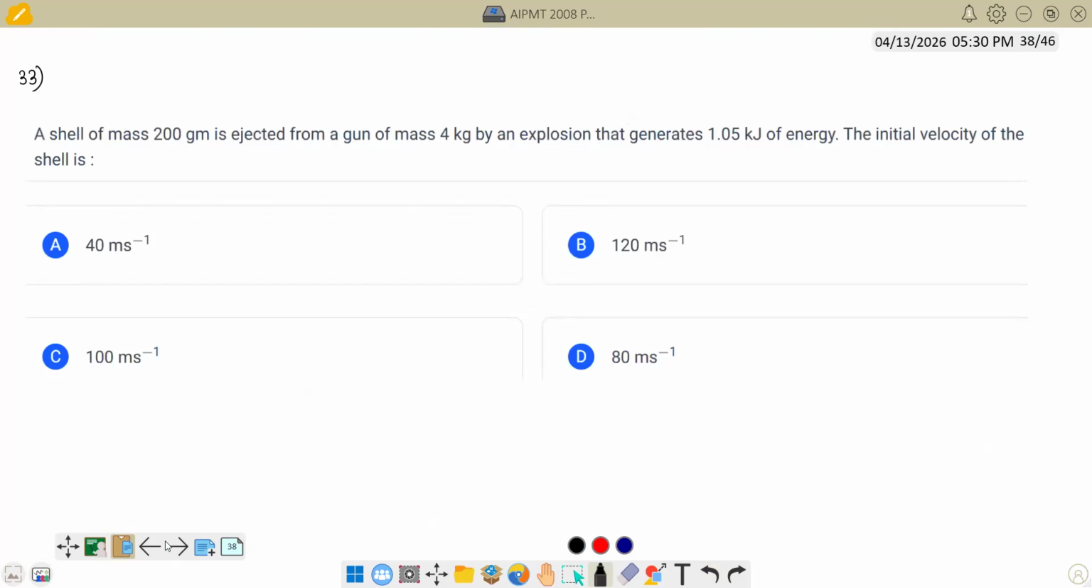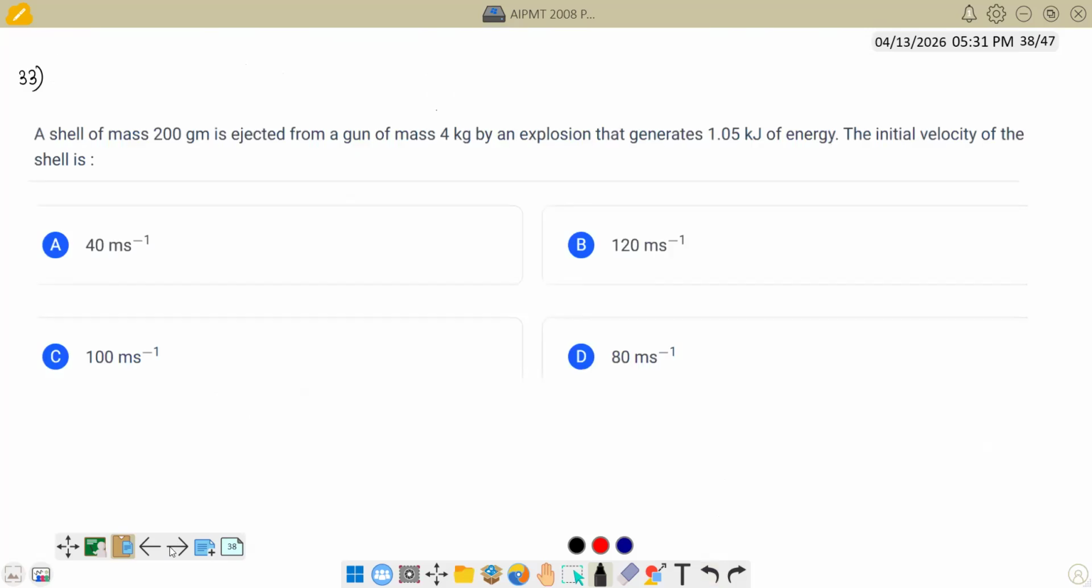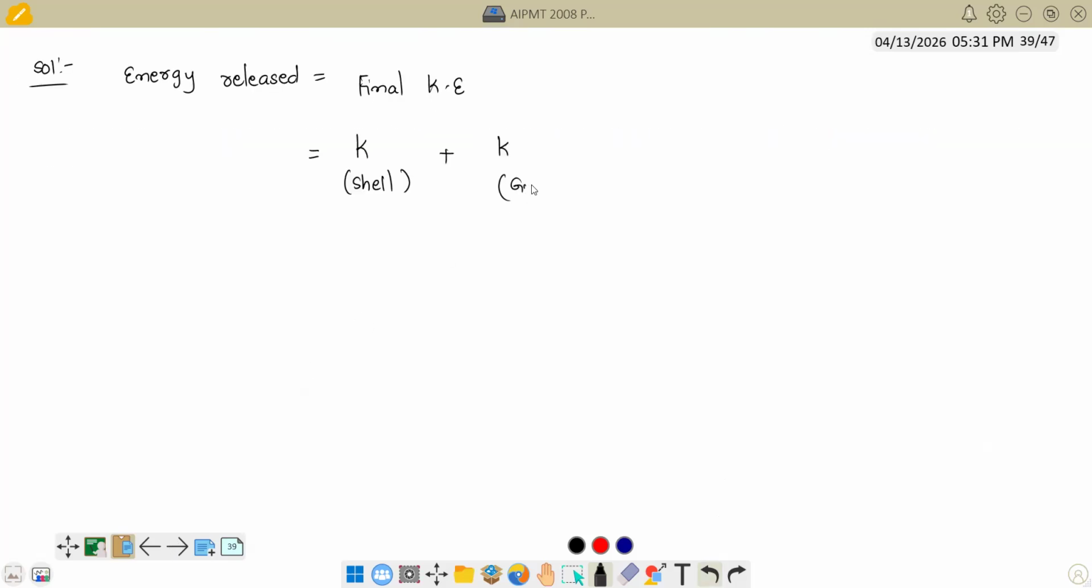A shell of mass 200 grams is ejected from a gun of mass 4 kg by an explosion that generates 1.05 kilojoule of energy. The initial velocity of the shell is, he's asking, what's the initial velocity of the shell. So simply, the energy released due to the explosion is equal to the final kinetic energy. What is kinetic energy? Kinetic energy due to the shell plus kinetic energy due to the gun. So I will write half m v shell square plus half capital M v gun square.